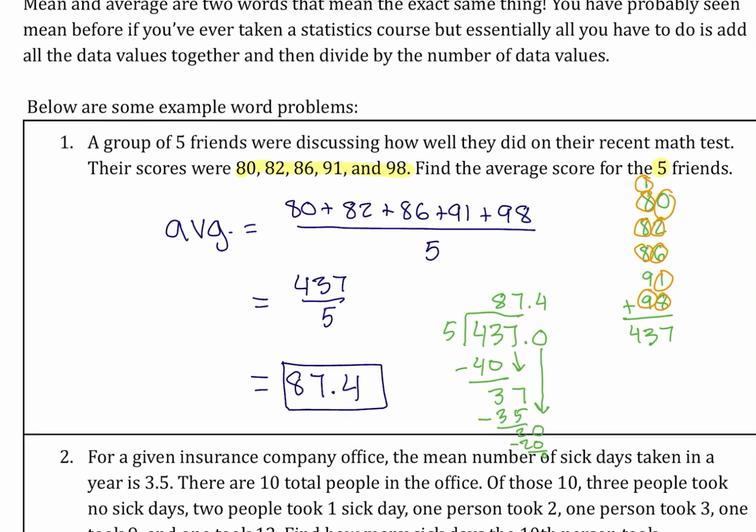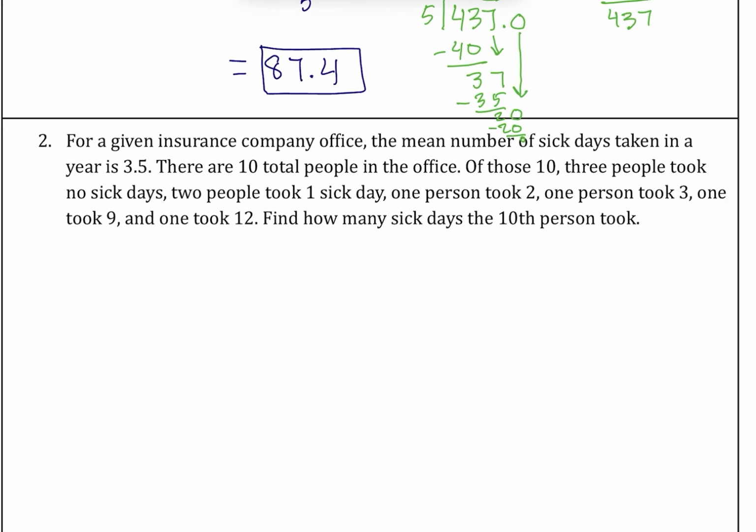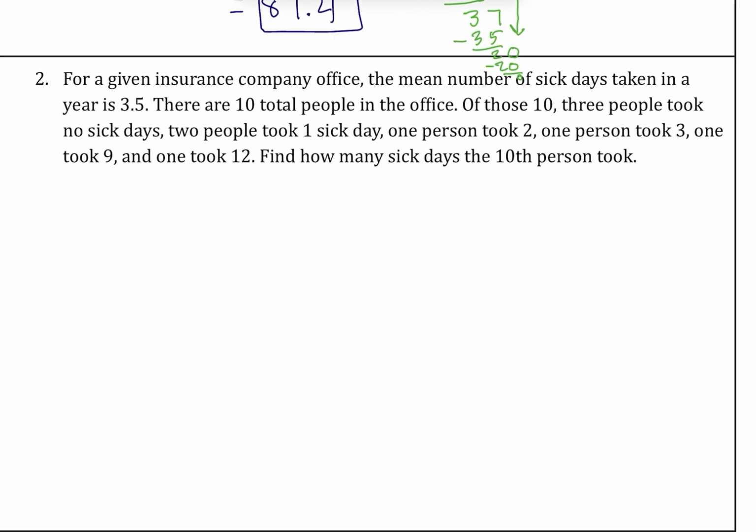Let's look at another example. For example 2 here, we're looking at an insurance company, and the mean number of sick days for their employees is 3.5. There are 10 total employees in the office. Of those 10, 3 took no sick days, 2 took 1 sick day, 1 took 2 sick days, 1 person took 3 sick days, 1 took 9, 1 took 12, and we don't know how many sick days the 10th person took, and that's what we're trying to find.